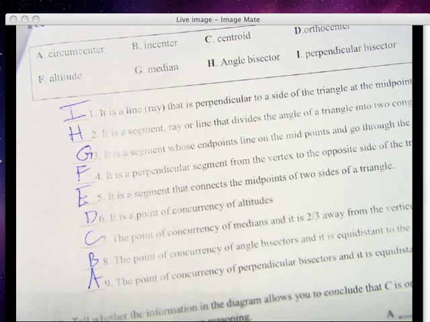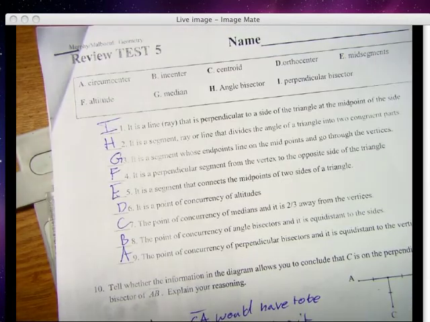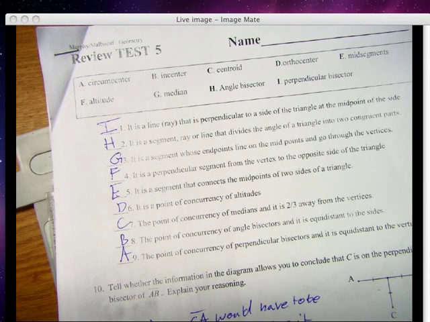is I. Number 2 is H. Number 3 is G. Number 4 is F. Number 5 is E. Number 6 is D. Number 7 is C. 8 is B. 9 is A. Thank you.